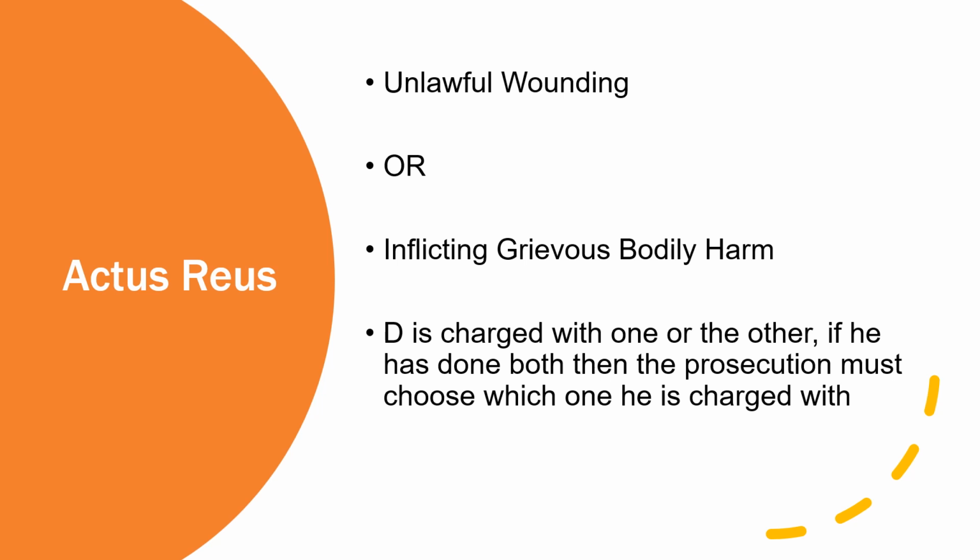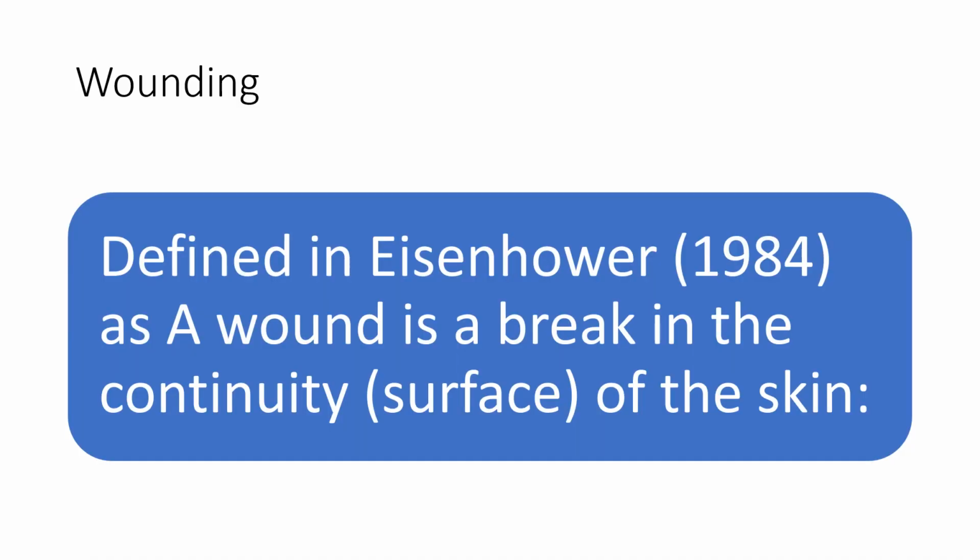Of course, it's probably easier to go for the GBH because something can be categorised more serious, especially knowing what we know next about unlawful wounding. So, wounding was defined in Eisenhower as a wound is a break in the continuity or the surface of the skin, or indeed both layers of the skin.